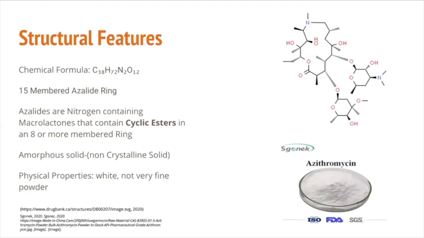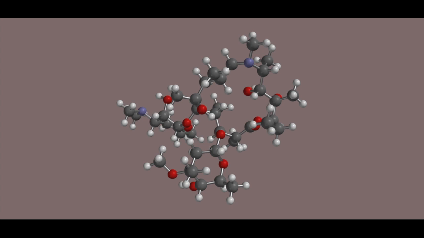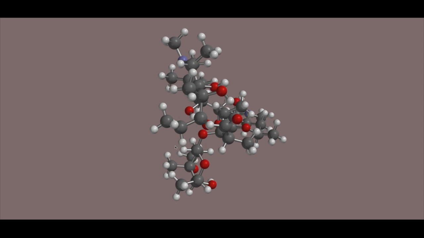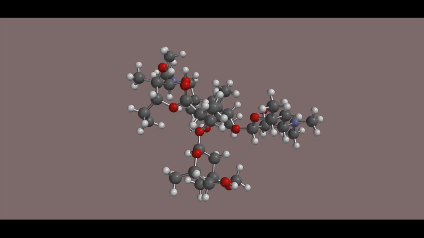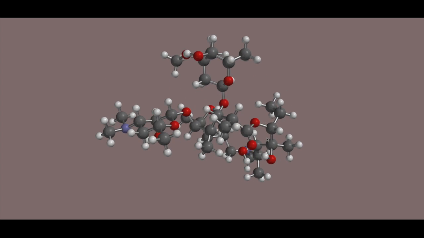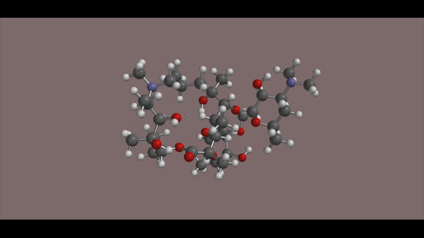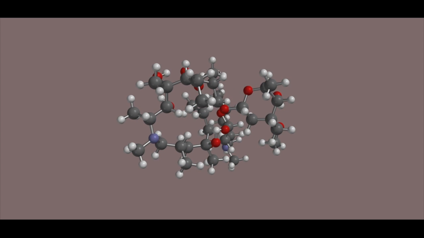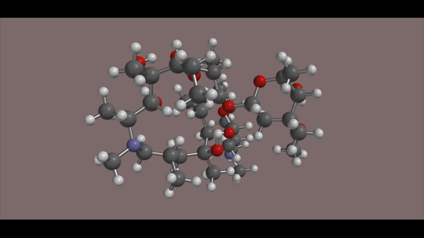Some physical properties of this molecule are that it is a white powder and it is not very fine. As you can see, this is the 3D structure for azithromycin. Notice the 15-membered azolide ring along with its 2 unique sugars. Also, if you look closely enough, you're able to see the cyclic ester. I'll just give you guys a moment to look at it.